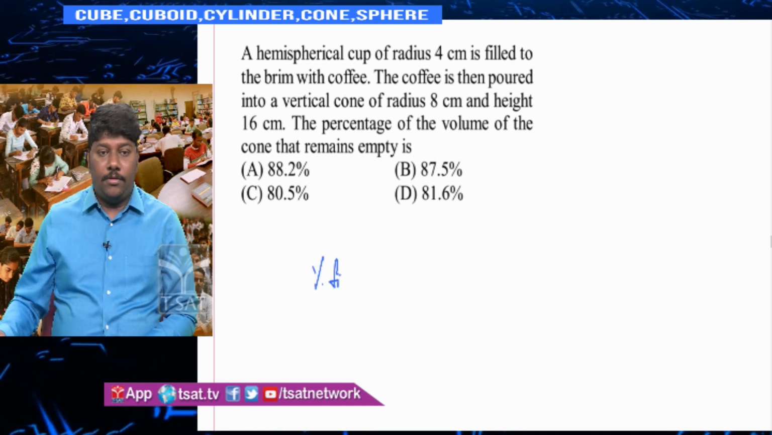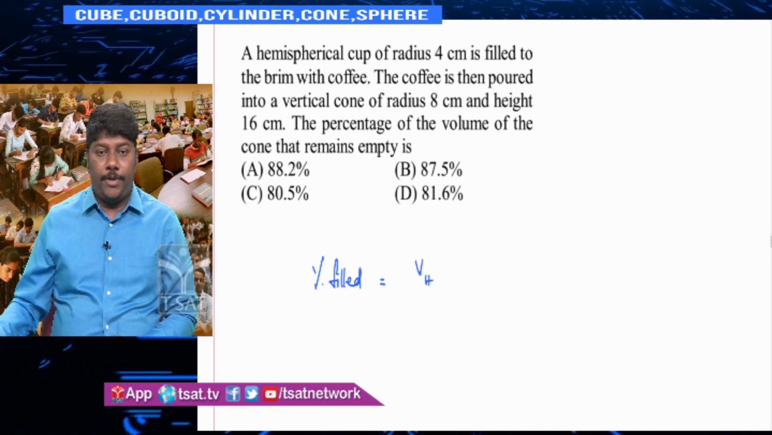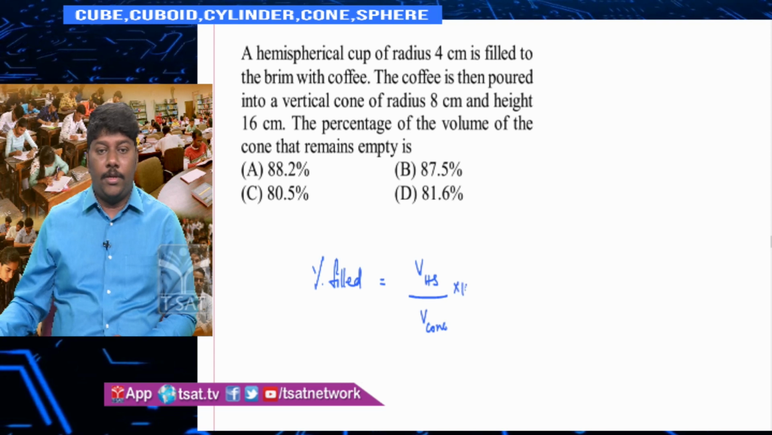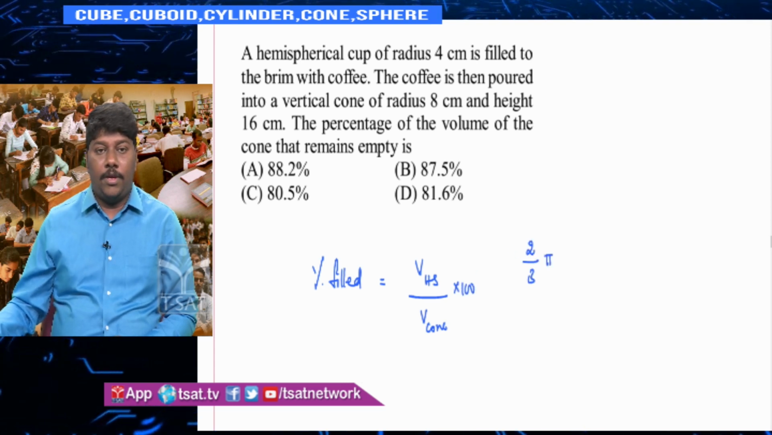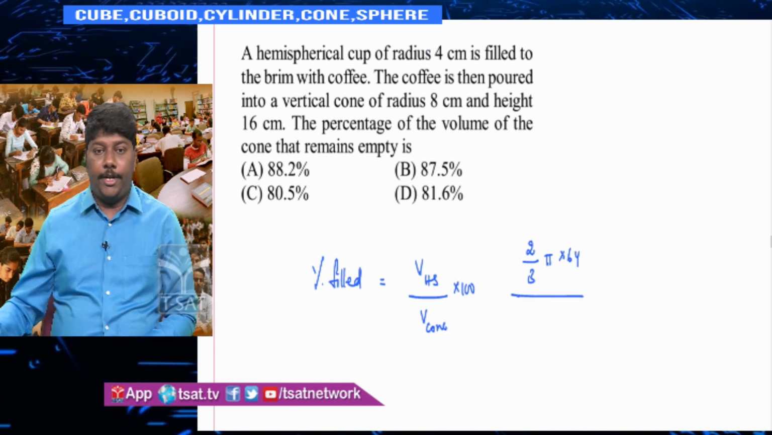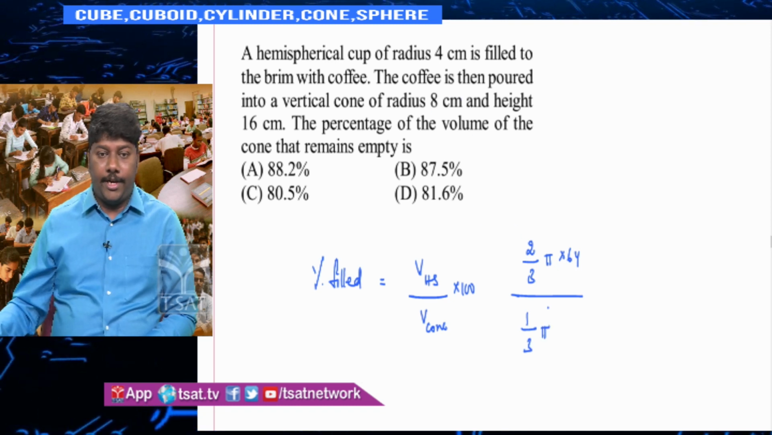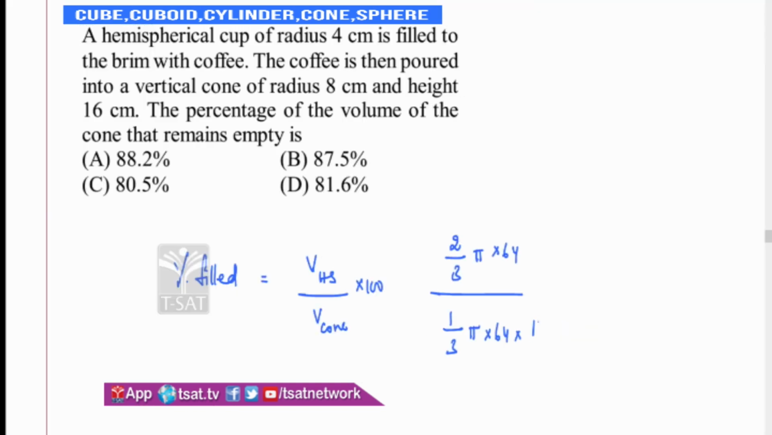Percentage filled is equal to, in the numerator, the volume of the hemisphere, in the denominator, the volume of the cone, because you are filling the cone by using a hemisphere. So, the volume of the hemisphere is 2/3 of pi r cube. R is 4, therefore it is 4 cube, 64, divided by 1/3 of pi r square. Radius is 8, therefore 64. Height is 16, into 100.